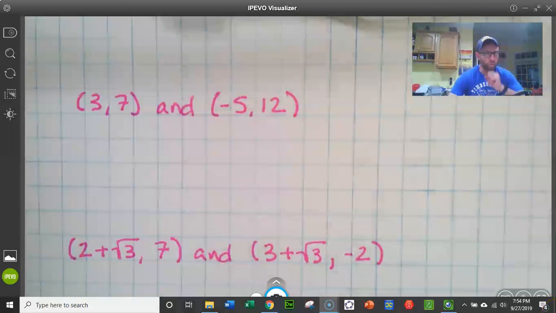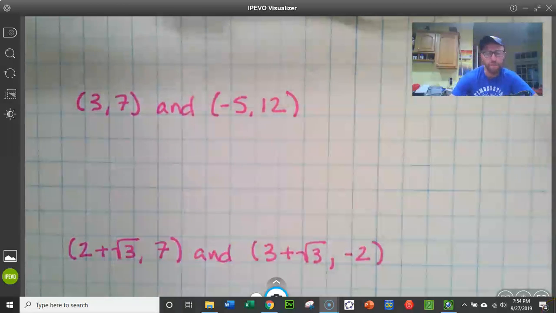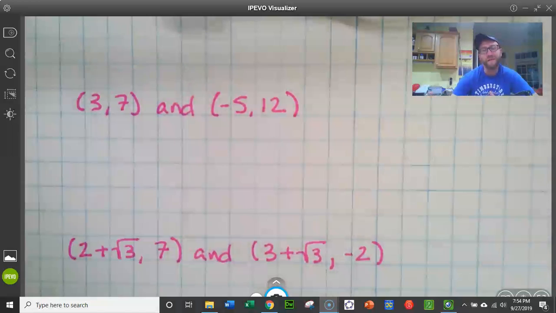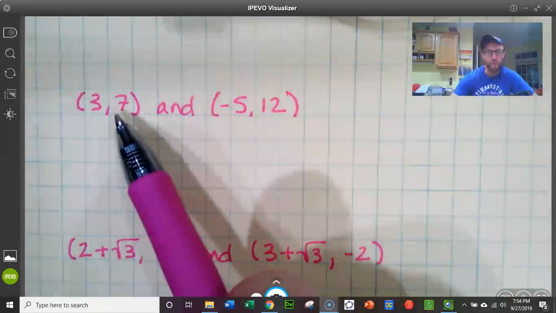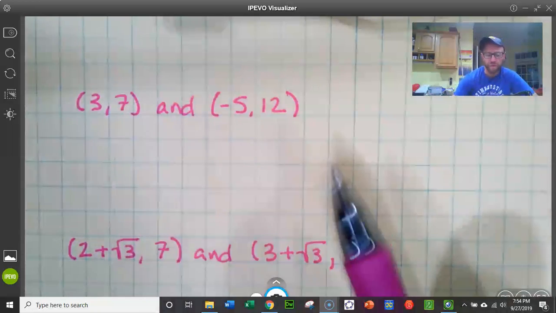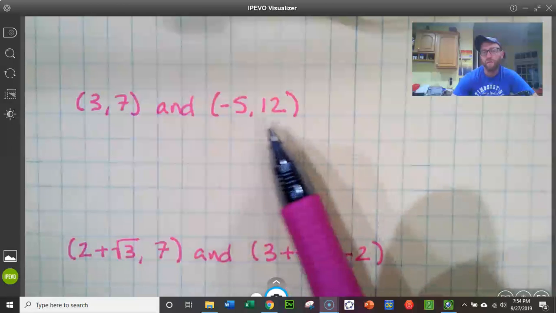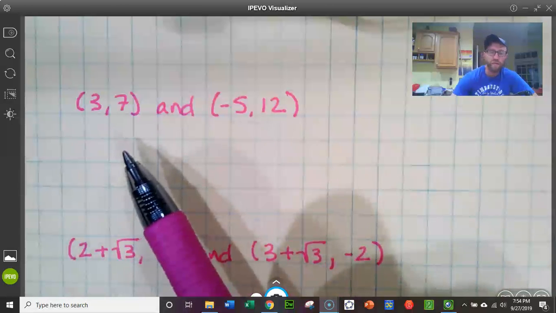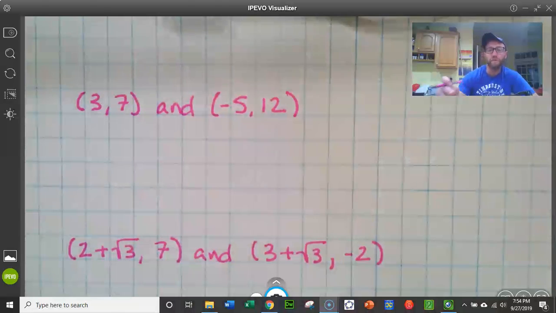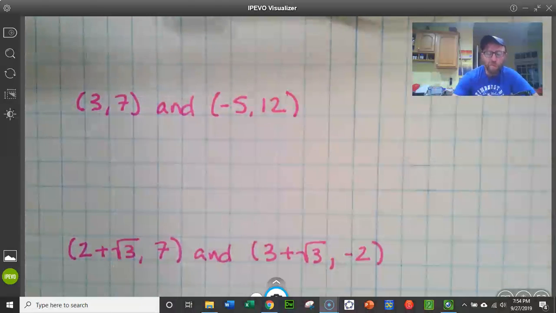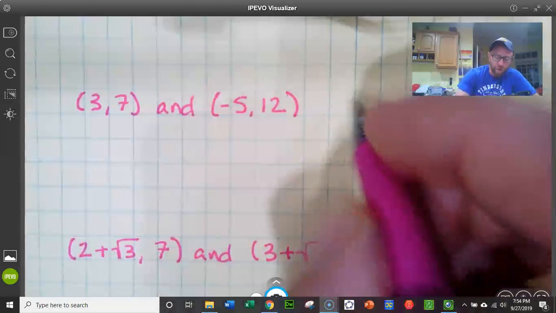Okay, now today we're going to take a look at calculating slope again, but with a little bit of a twist, not a big thing. Typically, when we think about the coordinates of a point, we tend to think about whole numbers. For example, the point (3, 7), over 3 up 7, or the point (-5, 12), which is left 5 and up 12 from the origin. And we're calculating slope.